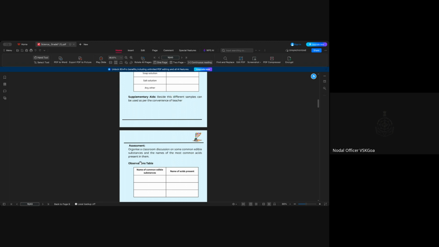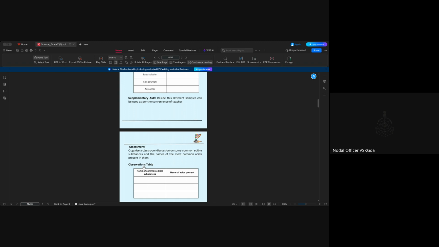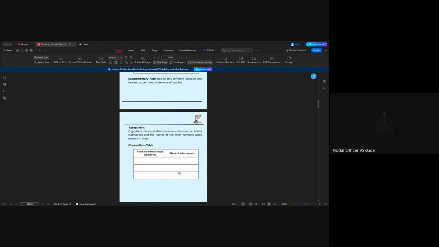Along with that, we can have a discussion in the classroom on certain common edible substances and what common acids or bases are present in them. So we can give a list of common edible substances, and then let them explore what type of acid is present inside these common substances. You can give them a time frame wherein they can bring these things into the classroom, maybe the next day, like orange, amla, vinegar, or similar substances which they eat.